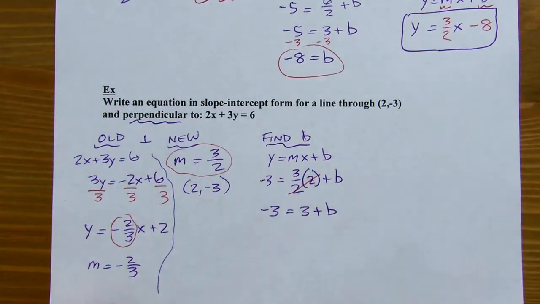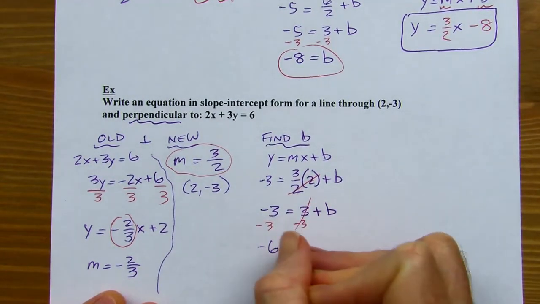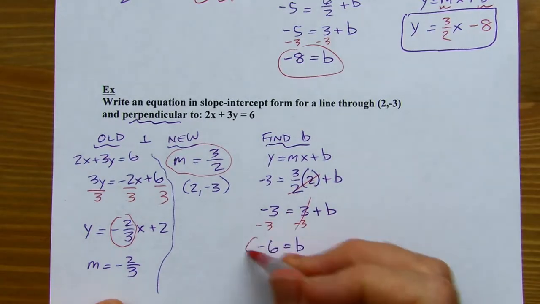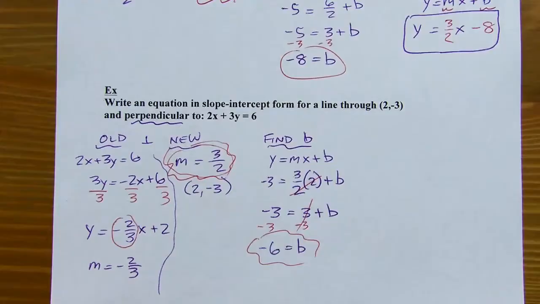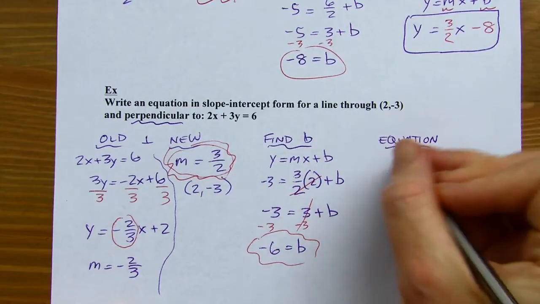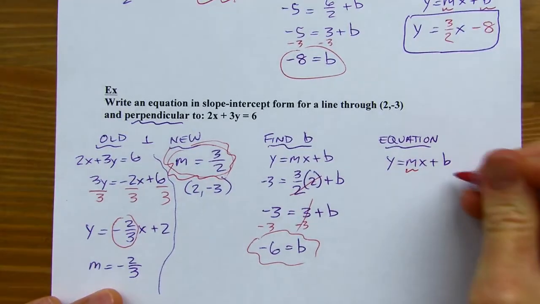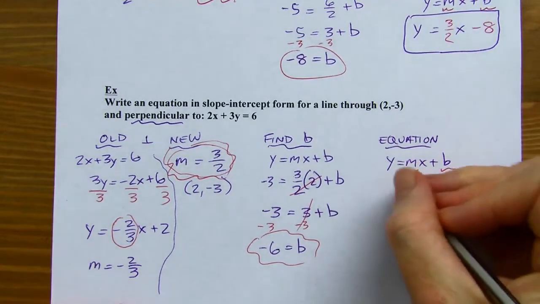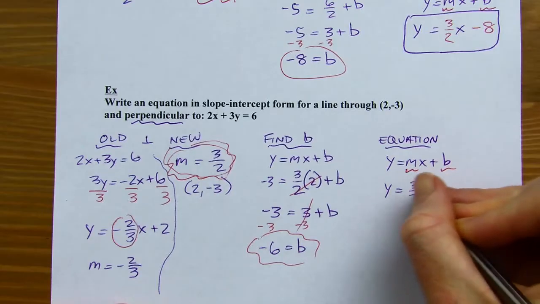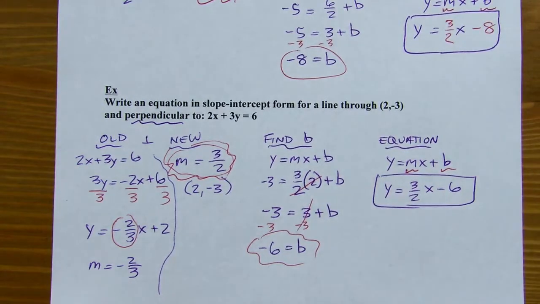And then I'm subtracting 3 from both sides. And there's the other important piece of information. These two pieces are what I need to write my equation. I'm just going to put those two pieces of info in those two slots. And there is our equation in slope-intercept form. All right, let's move on to the next page.